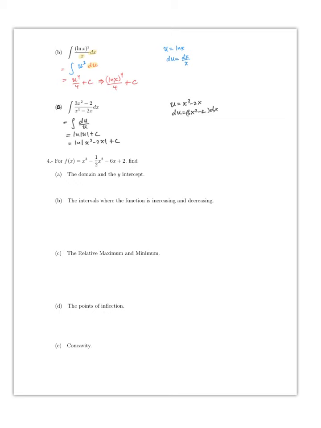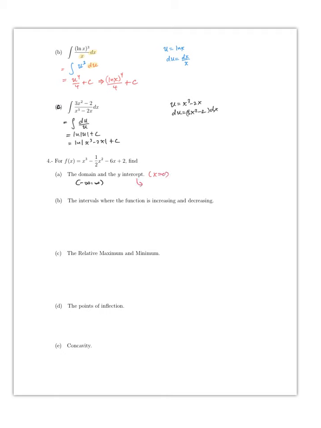All right, let's move on to number 4. Part A is just algebra, has nothing to do with calculus. The domain, and this is a polynomial, is all the real numbers, so it's from minus infinity to infinity. And the y-intercept, remember, y-intercept just means x equals 0.